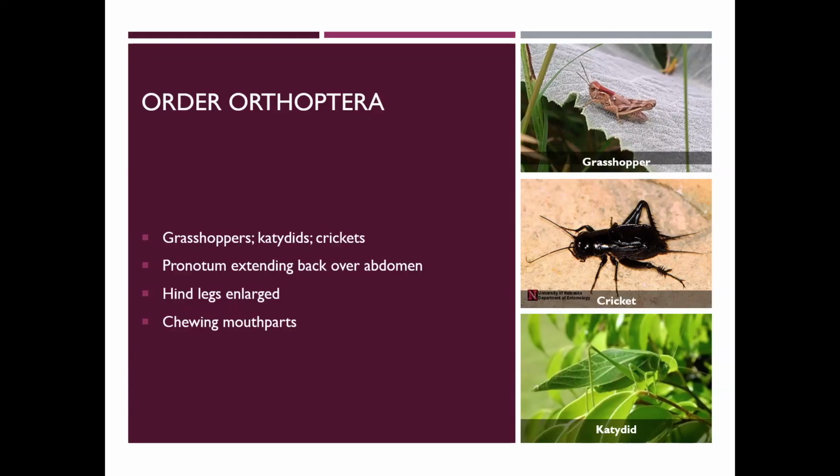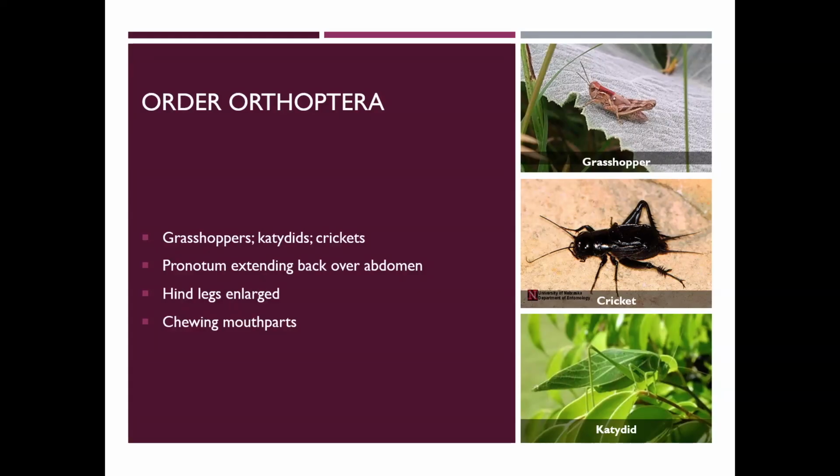And when we're looking at our grasshoppers versus our crickets versus our katydids, grasshoppers, which is the top picture there, are going to have relatively short antennae. They're not going to be longer than the body or extend over the body.